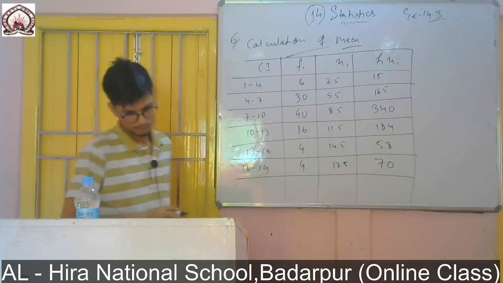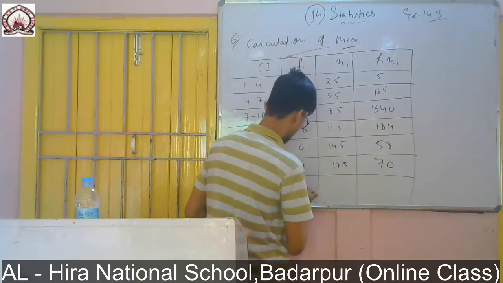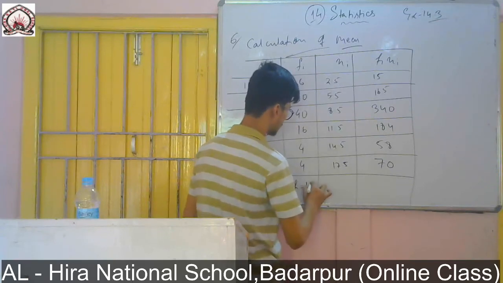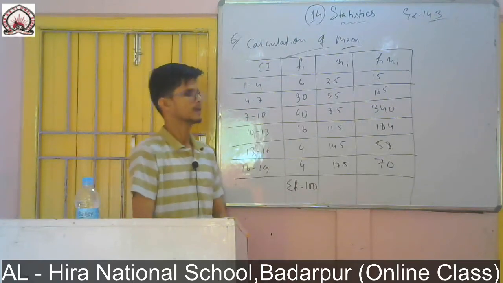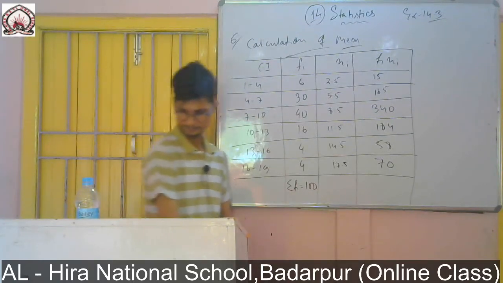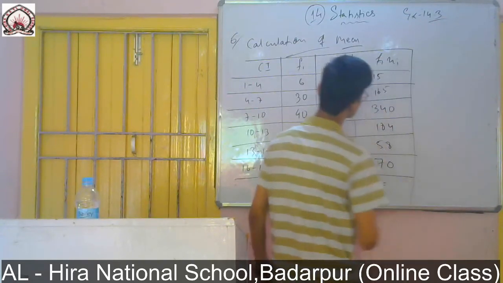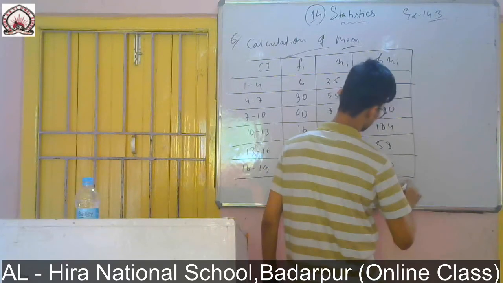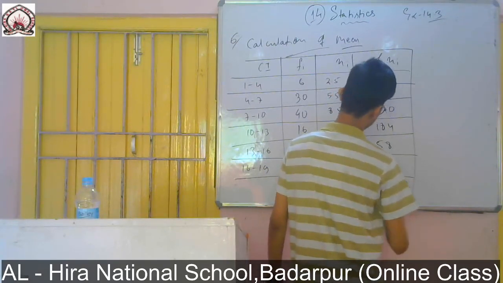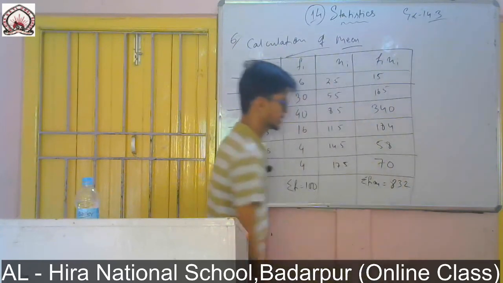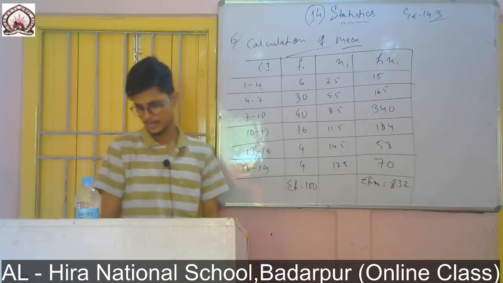The total number of surnames is given as 100. If I add the frequencies, the summation of Fi equals 100. And the summation of Fi Xi is 832. Simply add these and you will get 832.